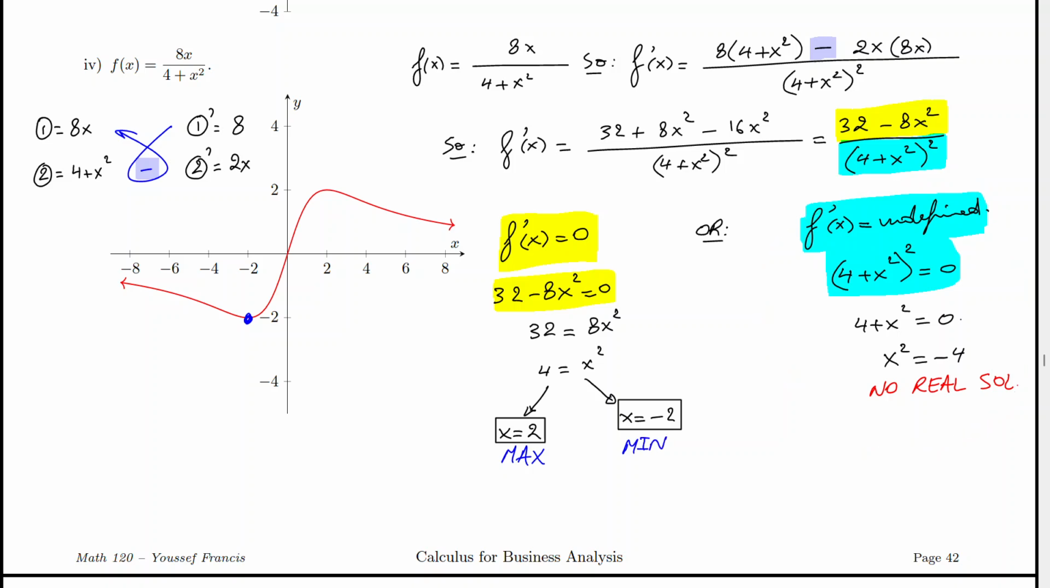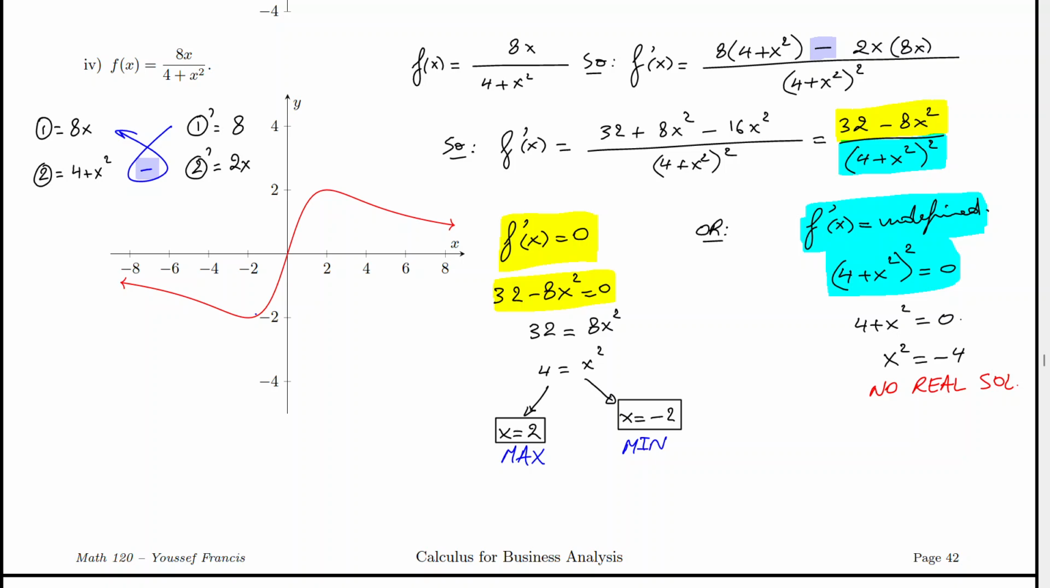Now, with further testing that we're going to learn how to do later on in the next few pages, we can actually completely decide that this maximum is what's known as a global maximum, meaning it is the highest point on the whole graph. No matter how much further you go to the left or to the right, this will always be the highest point. But for now, we haven't done enough testing to claim that. So I'm just going to stay on the safe side and call it a relative maximum or just a maximum.